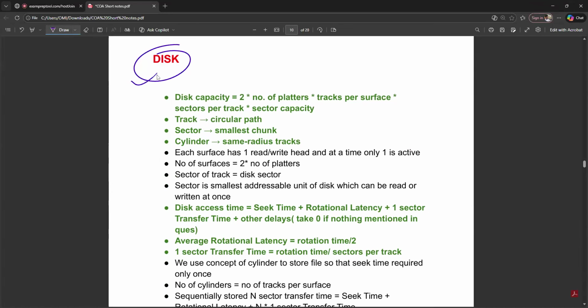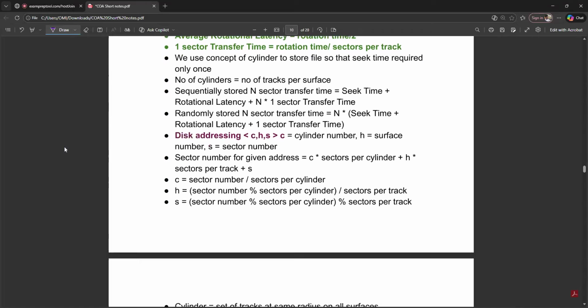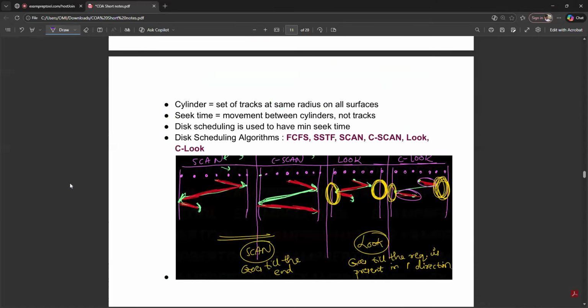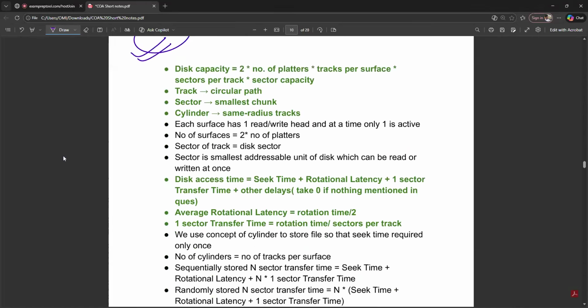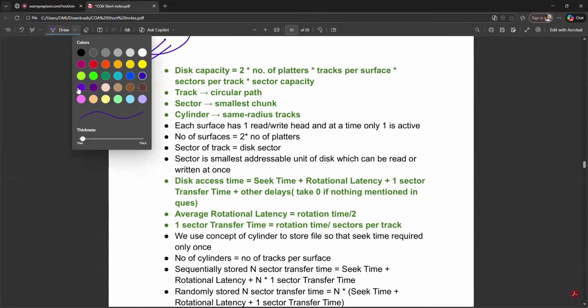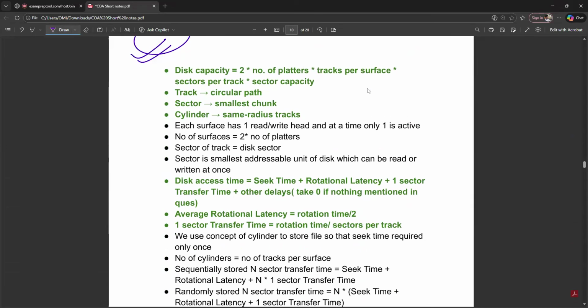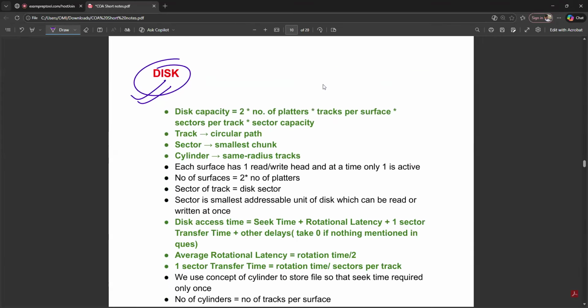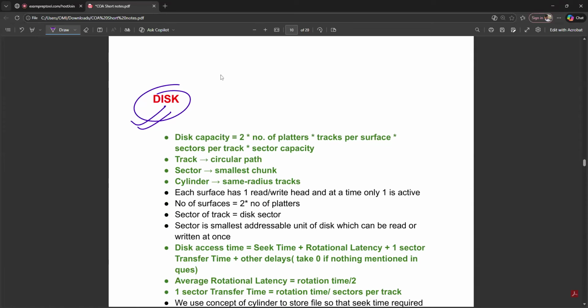So disk. It is a very simple topic. You just have to go through this particular formula. There are not many things, right? So let's just tell. Okay. Now you know this disk, right?